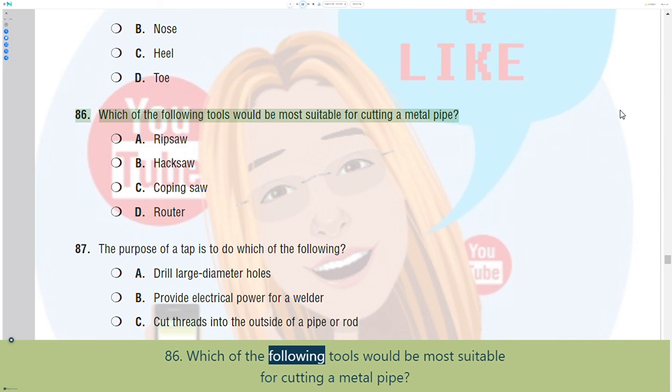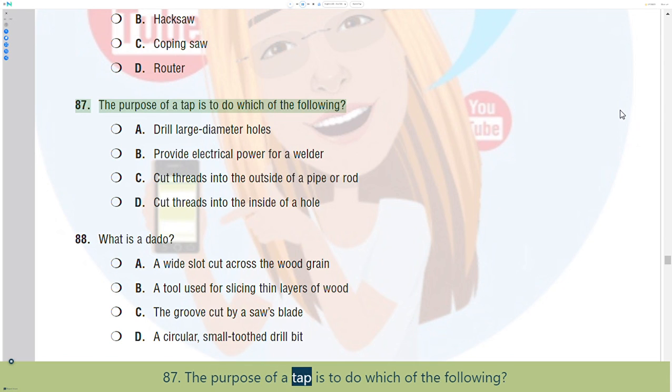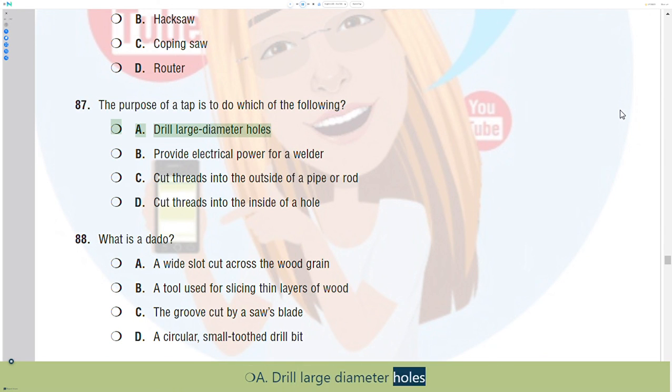86. Which of the following tools would be most suitable for cutting a metal pipe? A. Ripsaw. B. Hacksaw. C. Coping saw. D. Router. 87. The purpose of a tap is to do which of the following? A. Drill large diameter holes. B. Provide electrical power for a welder. C. Cut threads into the outside of a pipe or rod. D. Cut threads into the inside of a hole.